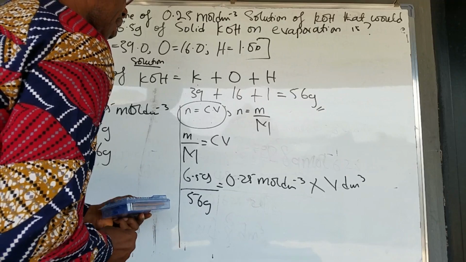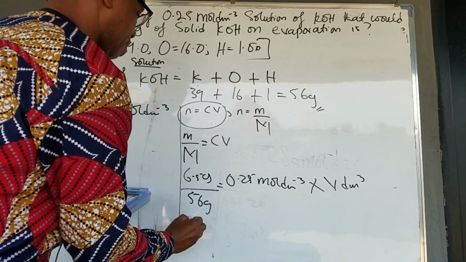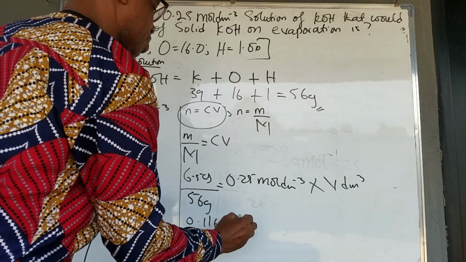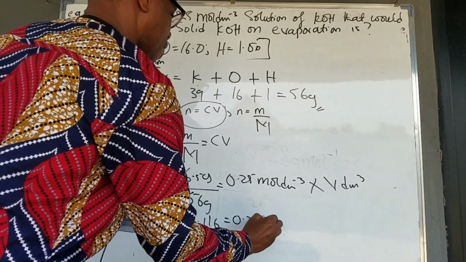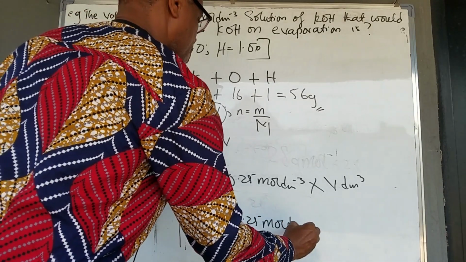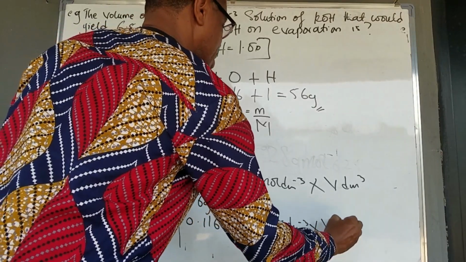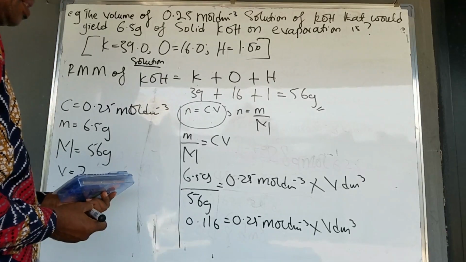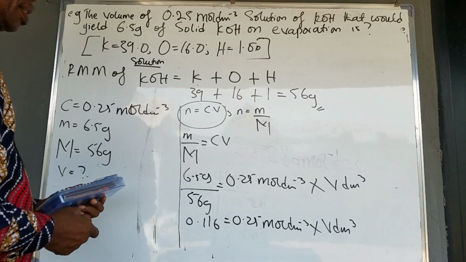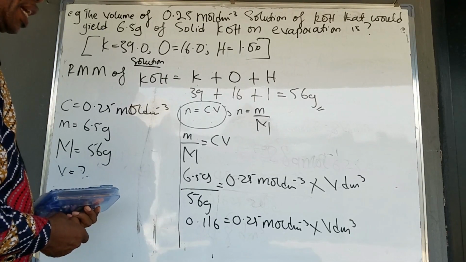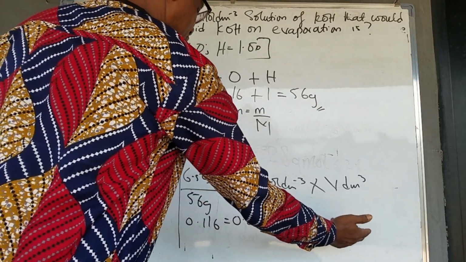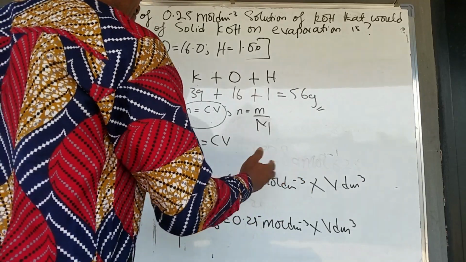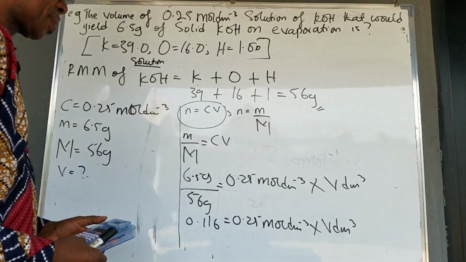So I have here 0.116 is equal to 0.25 mole per dm³ times V dm³. Remember, why I put this unit is in case it's a theory question, you need to tell the examiner that you are actually a chemist by putting the unit. But if it's an OBJ question or CBT questions, you don't need to do that. Just go very fast and get your answer.